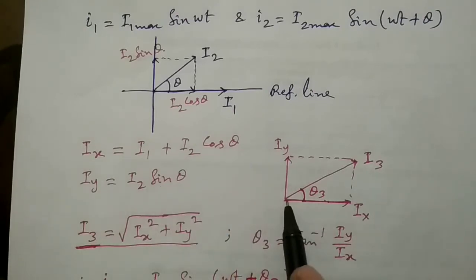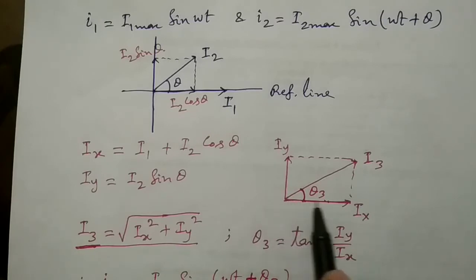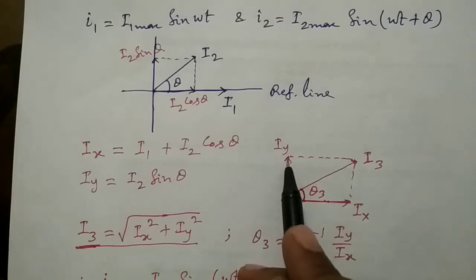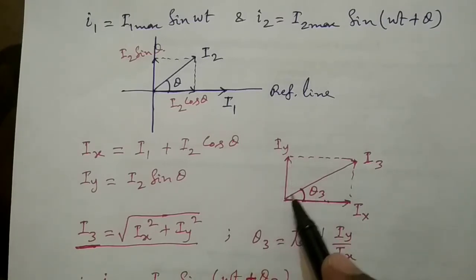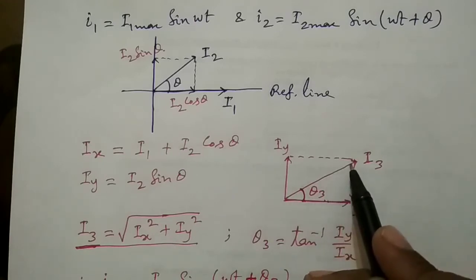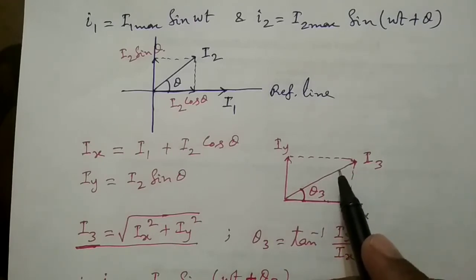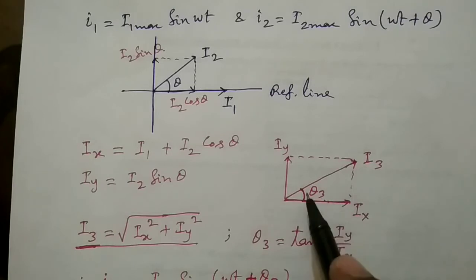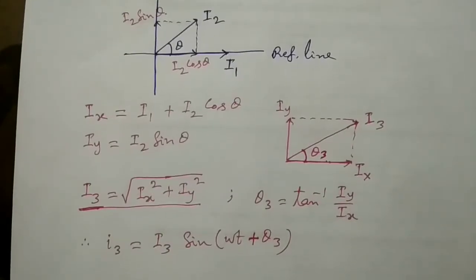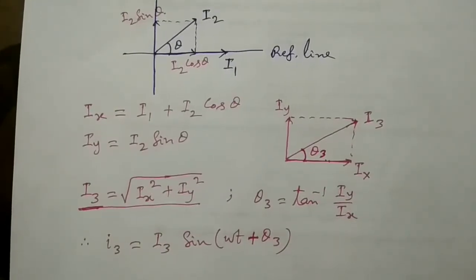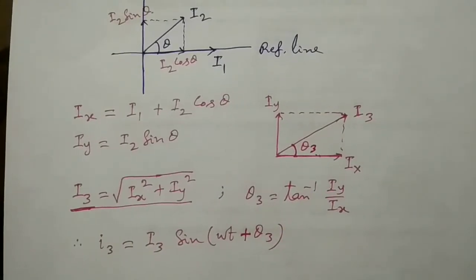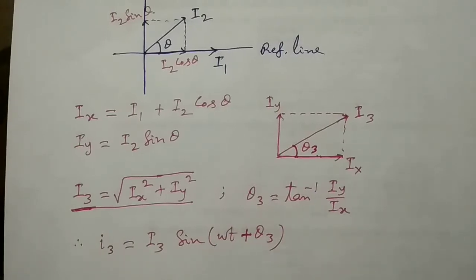Then we will draw the phasor of these horizontal and vertical components, and finally, using the parallelogram, we will find the resultant value. Here we also find the phase of the resultant quantity, that is theta 3. So in this method we can easily calculate the values for any number of phasors.